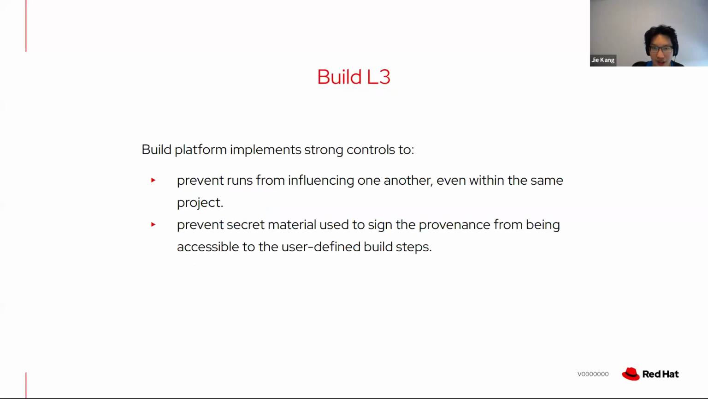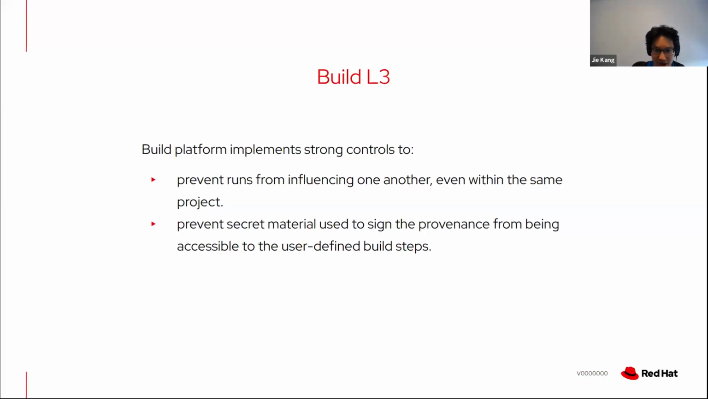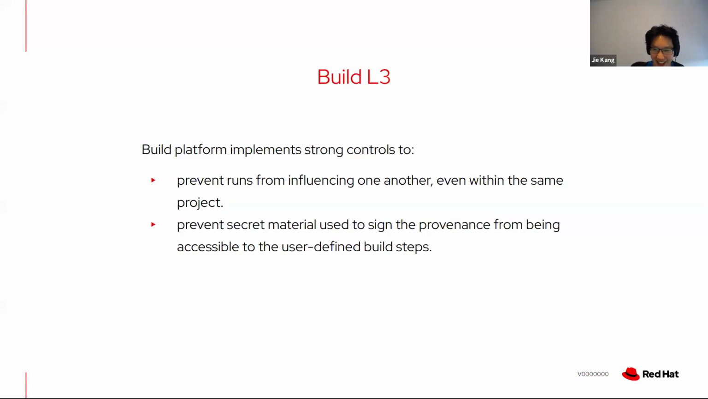So, build L3, to cover a little more in depth. It mentions strong controls to prevent build runs from influencing one another, even within the same project, as well as preventing the secret material that we use to sign the provenance from being accessible to user-defined build steps, which may be an interesting one with all the manual Jenkins jobs that we have at the project that users start, but we'll figure that out, I'm sure.